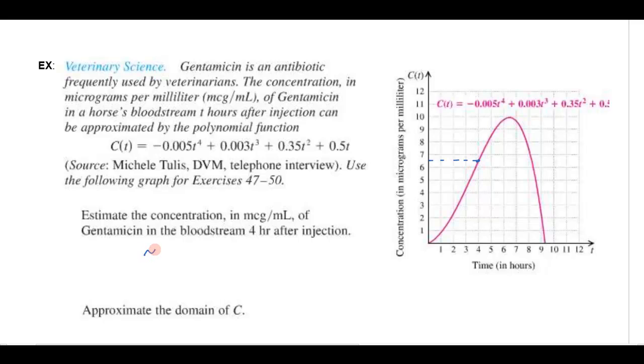So we'd say it's approximately 6.5, and that's the concentration, and we can go ahead and put the units on there, right? Micrograms per milliliter. Okay, and all that is determined almost immediately from the graph. You can say, oh, the maximum concentration is going to be up here about 10 micrograms, and that's going to happen at about 6.5 hours, and after a little over 9 hours, then it's going to be completely gone.